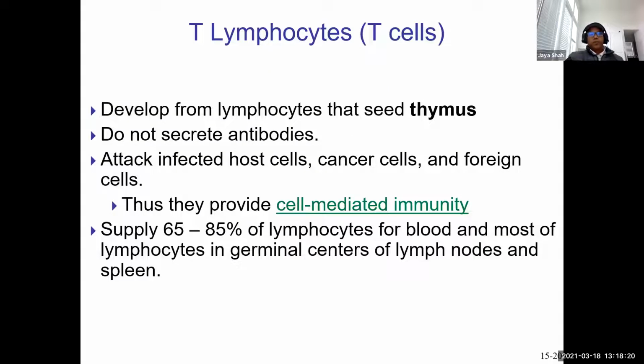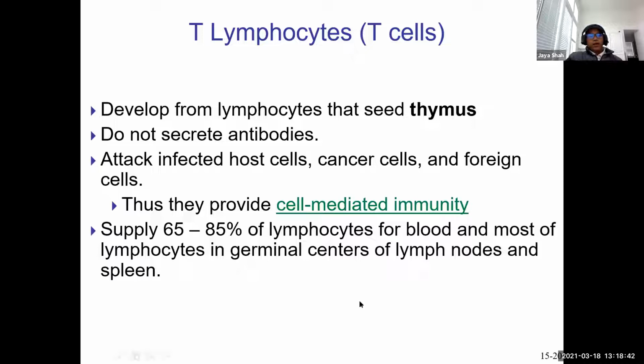So they provide cell-mediated immunity because it is white blood cells, T lymphocytes, cytotoxic cells, which produce this immunity. That's why we call it immunity produced by cells, cell-mediated immunity. Immunity produced by antibodies, that's why we call it humoral immunity.